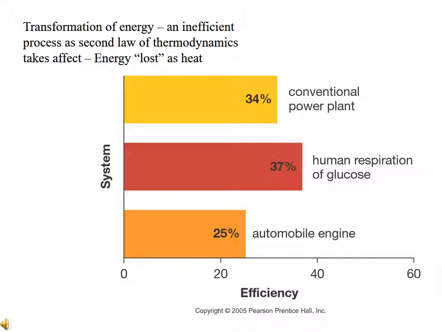When we look at a human body and the process of conversion of glucose, which is potential energy, converting it to the energy of motion and the movement of a body, and all of that takes place through the process of respiration, we see that an organism is 30% efficient in the transformation of energy.